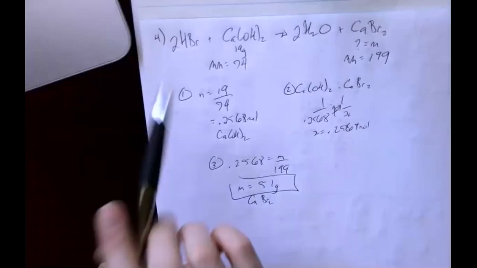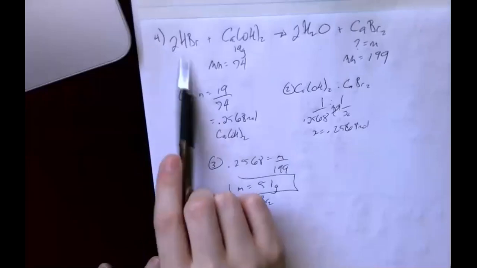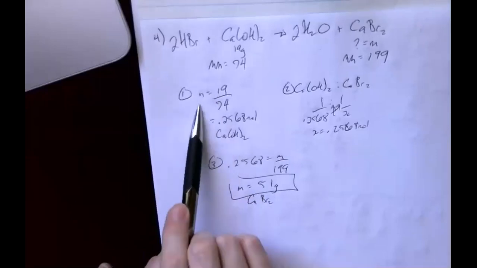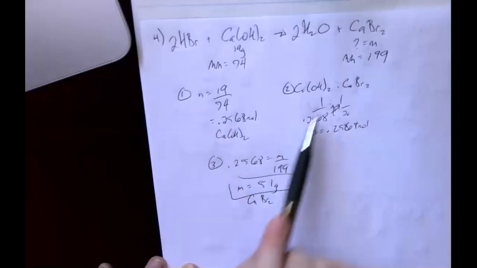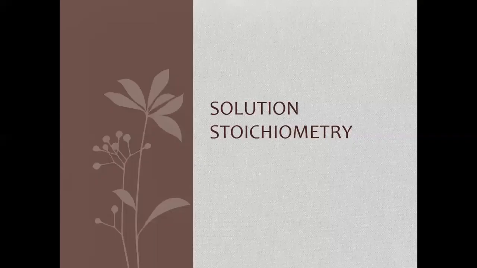Again, all you do is write and balance your chemical equation, calculate your molar masses, and then you do moles equals mass over molar mass, mole ratio, back to moles equals mass over molar mass. Very straightforward. Okay, solution stoichiometry is going to be very similar to that.